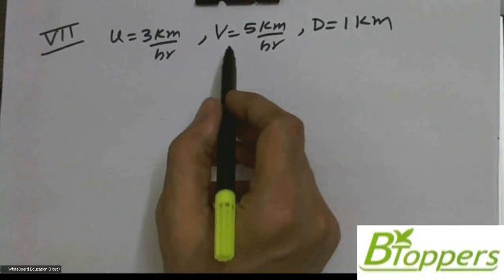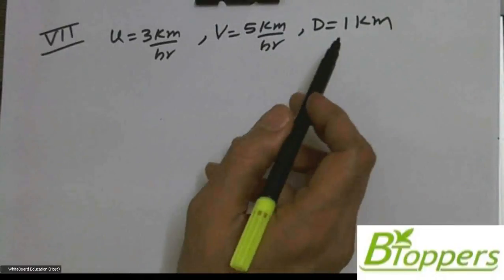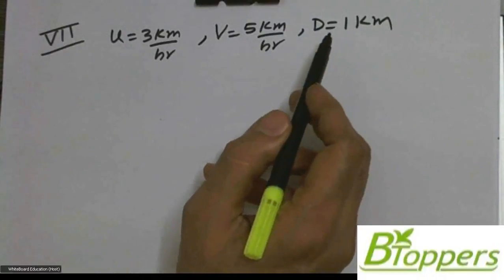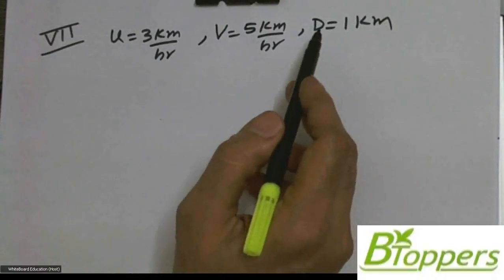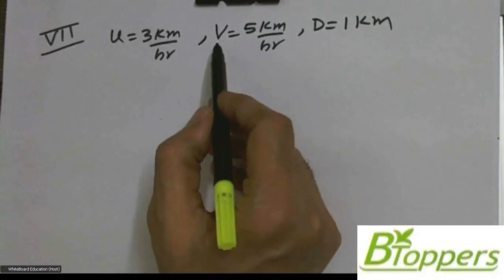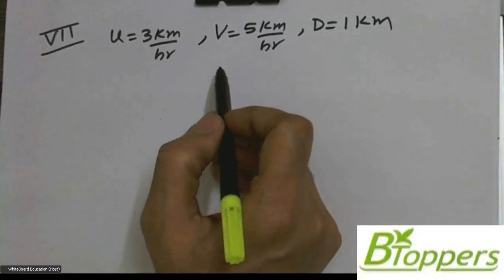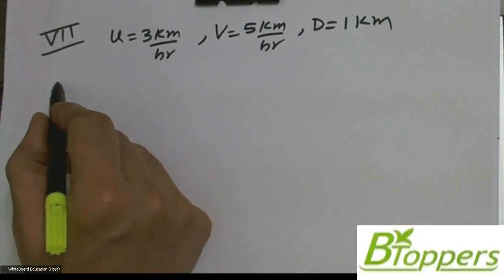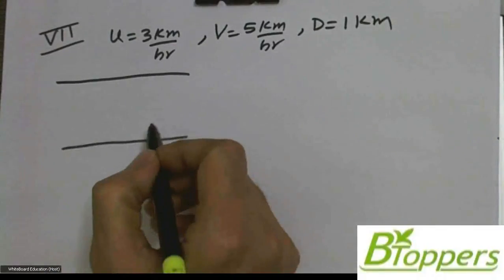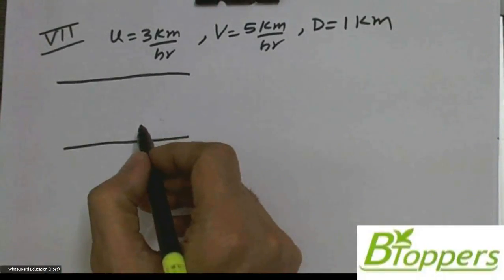The speed of the river is given as U equal to 3 km per hour and V is given as 5 km per hour. The width of the river is 1 km, noted by D here. V represents the speed of the boat in still water. So it is given that the boat or swimmer moves along the shortest distance path.